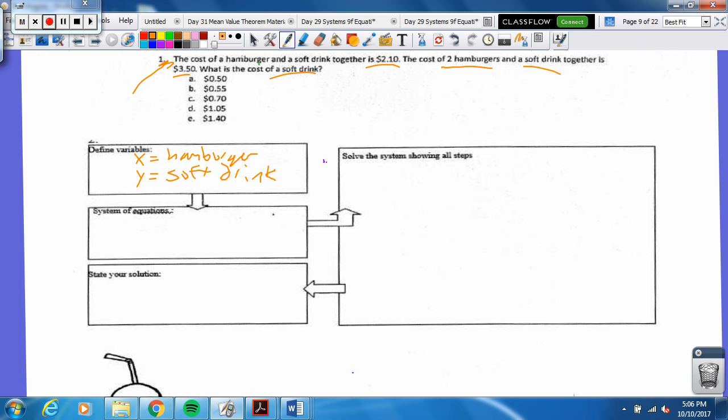Okay, so systems of equations. Go back and read. A hamburger and a soft drink together is $2.10. Okay, no problem. We got that. All right, now 2 hamburgers and a soft drink together is $3.50. So 2 hamburgers plus a soft drink is $3.50. Okay, so that's my system. So now I'm going to slide it over here. X plus Y is $2.10. Hamburger and soft drink is $2.10. And then 2x plus Y is $3.50.